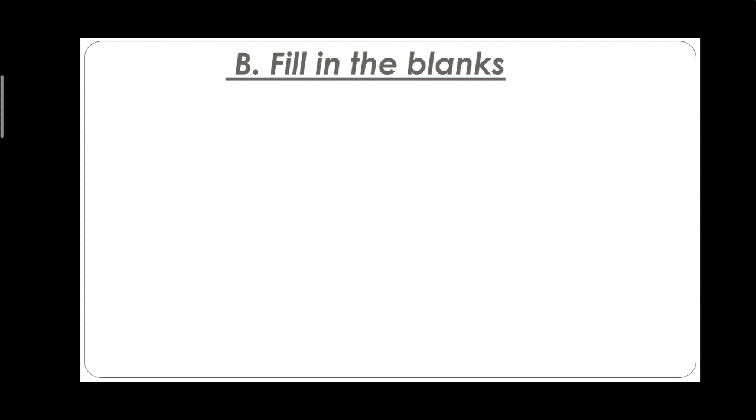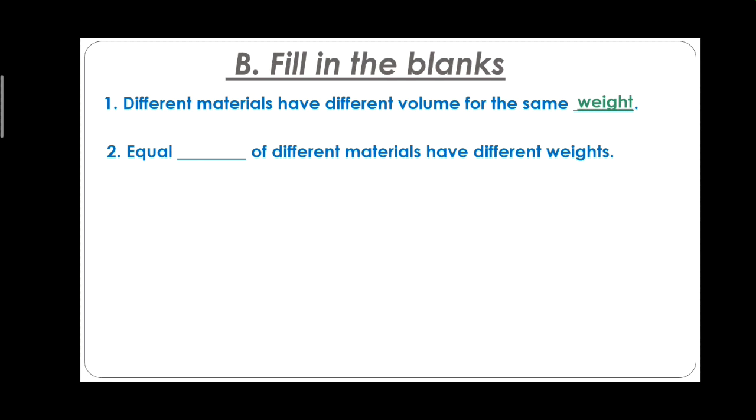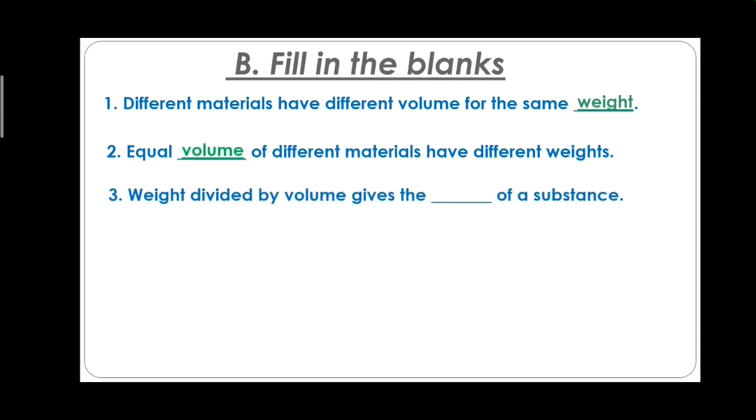Next, we will do fill in the blanks. A, different materials have different volume for the same dash. Answer is weight. Next, equal dash of different materials have different weight. Answer, volume. Next, weight divided by volume gives the dash of a substance. Answer, density.